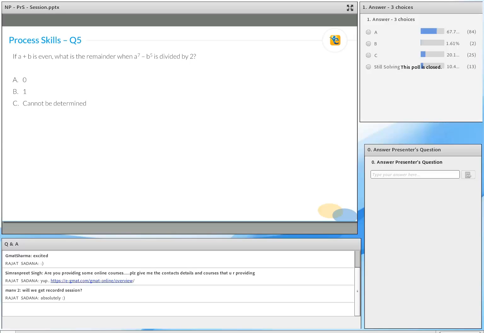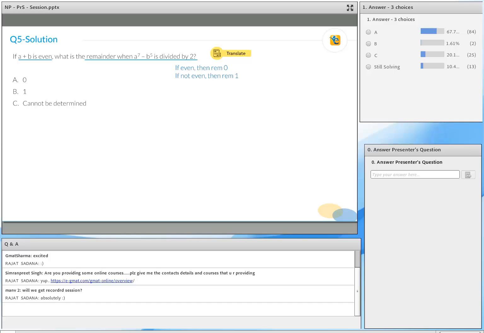Now, what is given over here? If a plus b is even, what is the remainder when a to the power 7 minus b to the power 5 is divided by 2? Now, this is where we need to apply our translate process skill. When we have been asked what is the remainder when this term, with these powers associated with it, is divided by 2, the simple thing over here is whenever it's division by 2, we know that we are dealing with even or odd numbers.